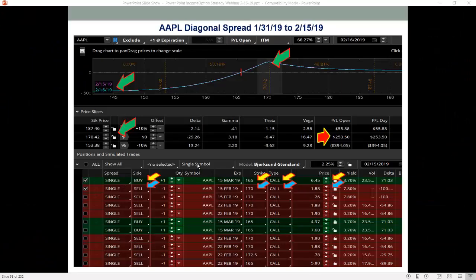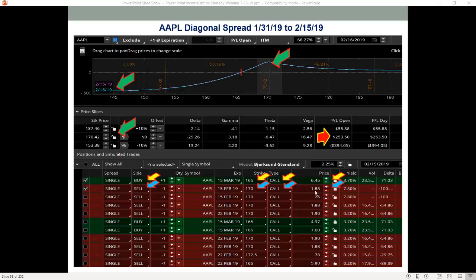So this diagonal is set up on the 31st, and so what it was buying the March 15 series, the 165 call, and then selling the front end or the closer end series, the 15 February series at the 170 strike. So bought the 165 at 6.45 debit, and then sold the 170 call strike for the 15 Feb at $1.88. Now on Friday, you can see that went out at 26 cents. So this was closed out at like 40 cents.